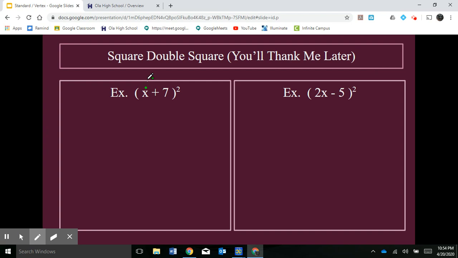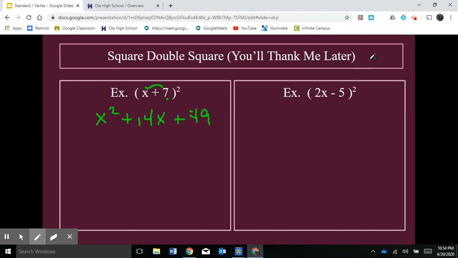So I'm going to square the first one, x squared. I'm going to multiply these two together. So x times 7 is 7x, and then I'm going to double it. So there's the double. So it'll be 14x. And then the last step is I want to square the last term, plus 49. 7 times 7 is 49. Again, I'm just showing you how to simplify these because you're going to do it on the next screen.